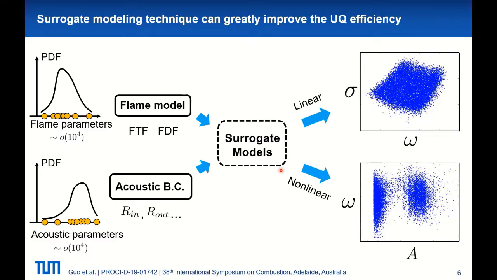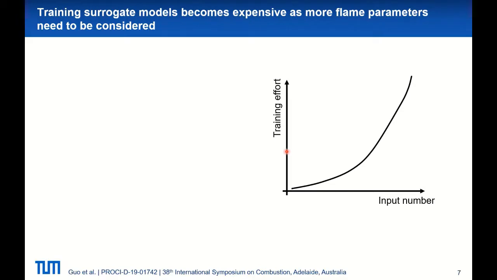Once the surrogate models are trained, we can apply Monte Carlo directly to those surrogate models to obtain the same output distribution. Since a surrogate model is very fast to evaluate, this technique can significantly improve the efficiency of the UQ analysis. Although it sounds attractive, building surrogate models is not necessarily an easy task. This is because of the so-called curse of dimensionality, which states that the required number of training samples grows exponentially as we have more input parameters.